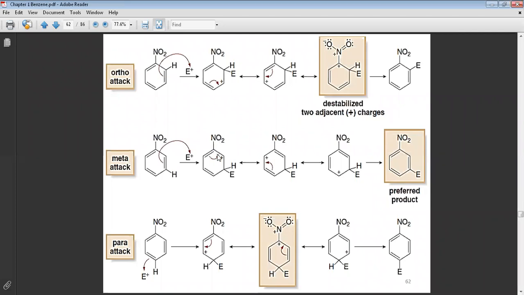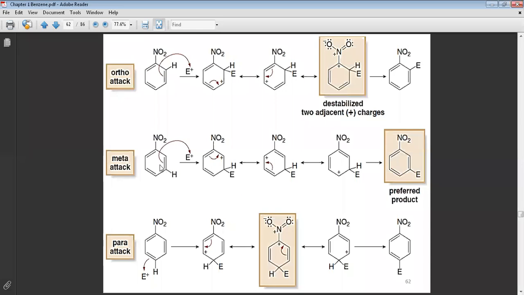No, we don't have this. Not directly. This resonance structure would be highly unstable, but here we don't have any resonance structure with the positive charge directly bonded to the NO2, bonded to the nitro group.